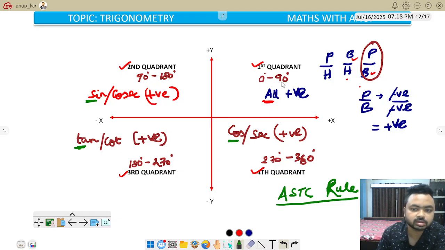Okay, so it means that all sine or cosec, tan or cot, cos or sec, here in the first quadrant all are positive. Here sine or cosec is positive, tan and cot is positive here, and cos and sec is positive here. Okay, I hope it is clear. Let's move to the next part.